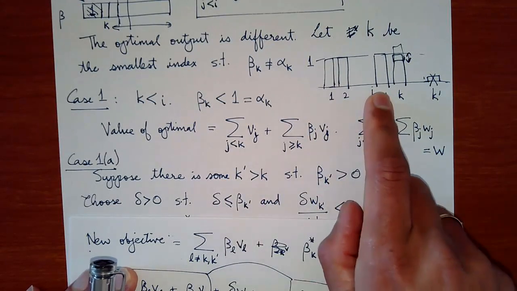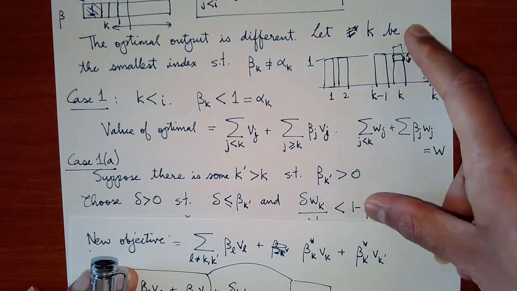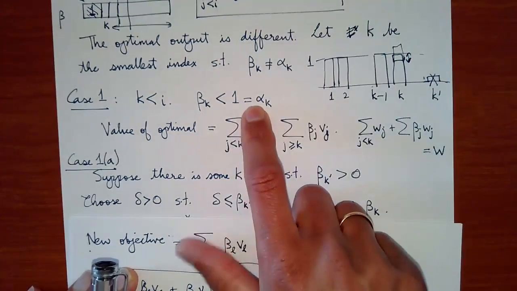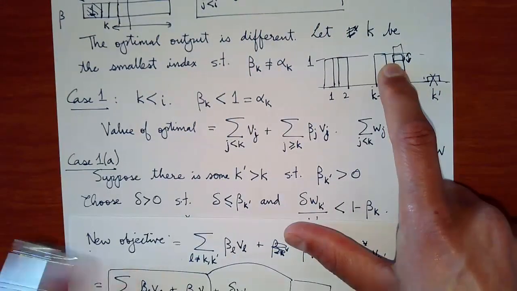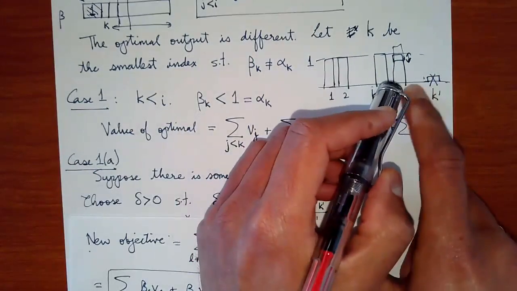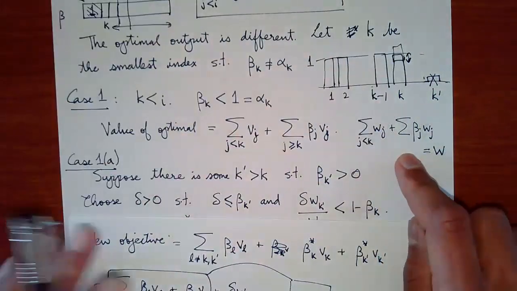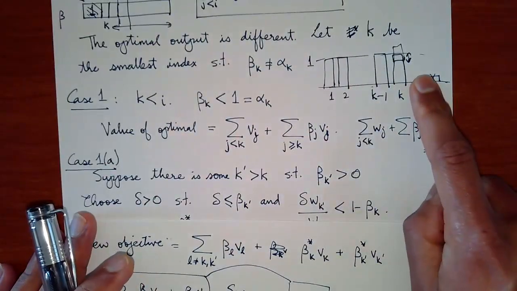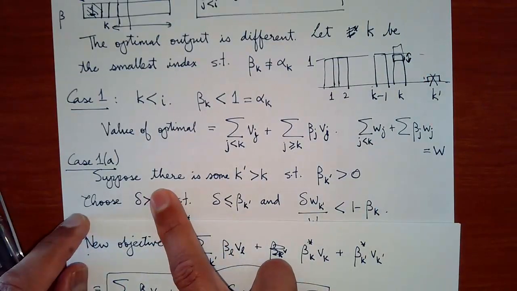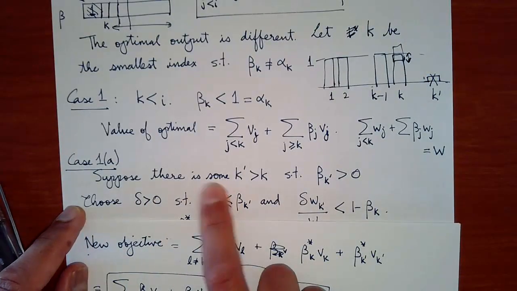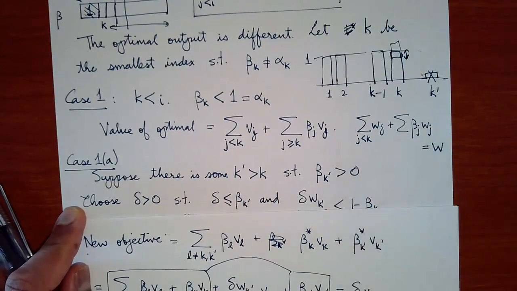You're taking all of these items. You want to argue, so greedy took all of k, right? Because alpha k is equal to 1. Optimal decided to take less. You want to argue that if optimal decided to take anything ahead, then it made a bad choice because it could swap. So what is the next case going to say? It's saying, well, suppose all of these are 0. Case 1b is: suppose that means for all k prime greater than k, beta k prime is equal to 0. Then what?